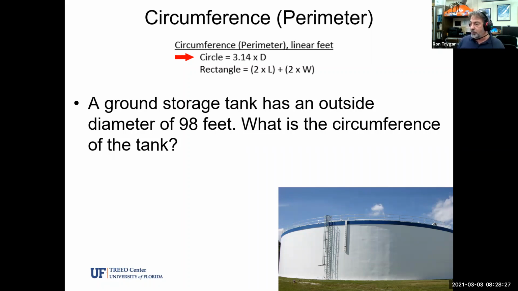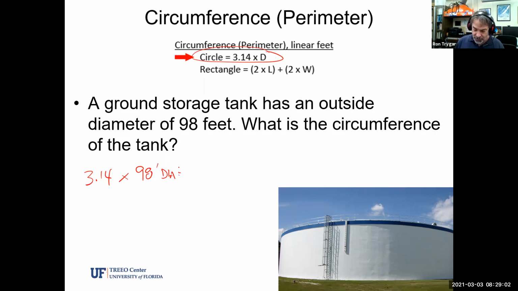The question says a ground storage tank has an outside diameter of 98 feet. So the diameter across the whole tank, from outside edge to outside edge, is 98 feet. What is the circumference of the tank? My formula shows what you see up here. It says circular shape equals 3.14 multiplied by D. And D in this case is 98 feet, the diameter. So we're just multiplying those two together.